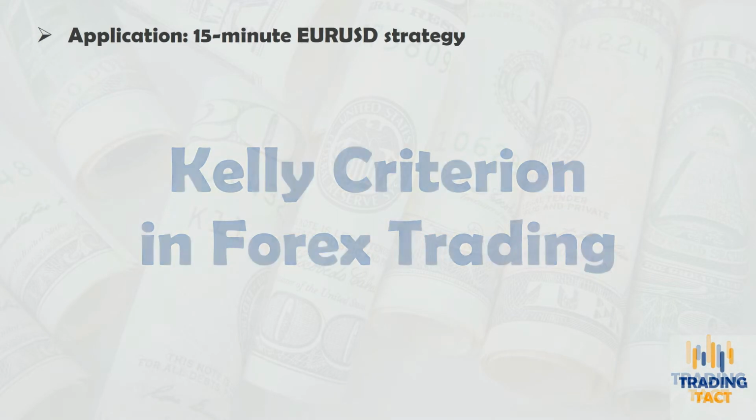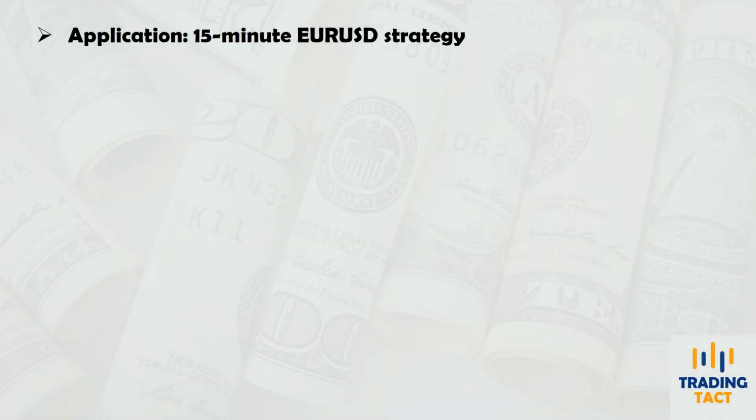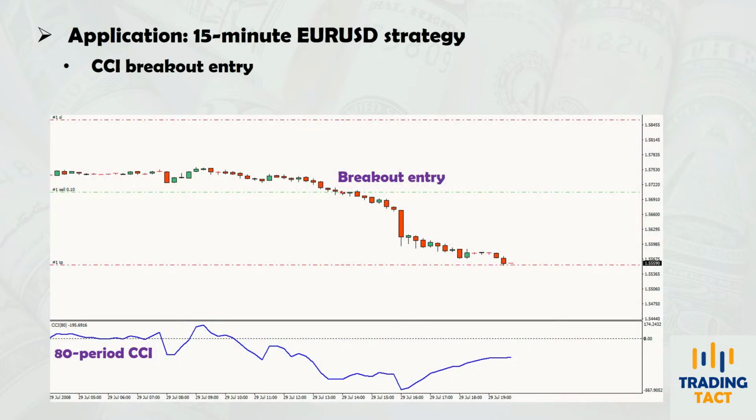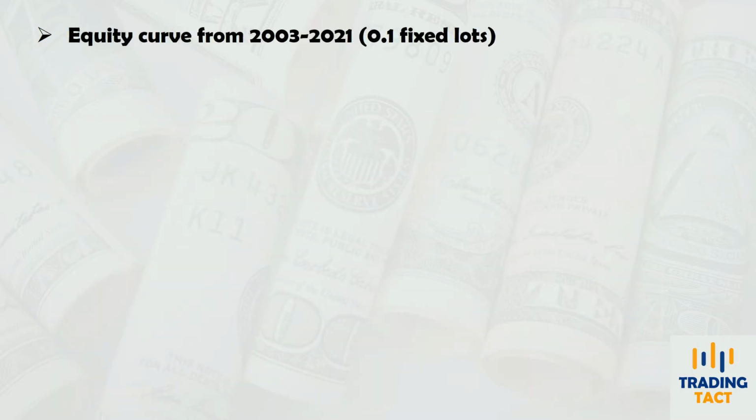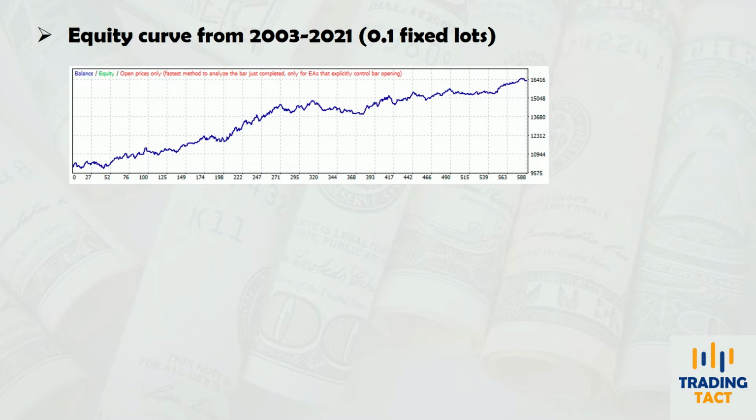To evaluate the usefulness of the Kelly Criterion, I'll apply it to a 15-minute euro-dollar strategy. It uses the CCI indicator to detect breakouts, and has a 150 pip stop loss and profit target. When trading a fixed 0.1 lots throughout the backtest, the strategy yields a pleasant equity curve from 2003 to 2021. Now let's apply the Kelly Criterion.